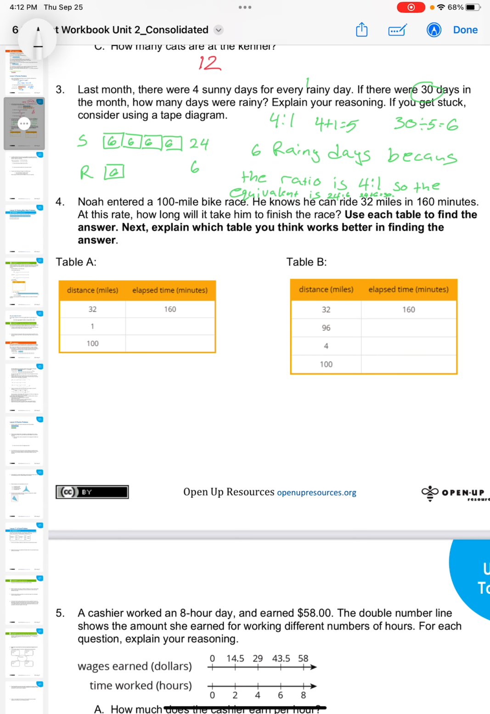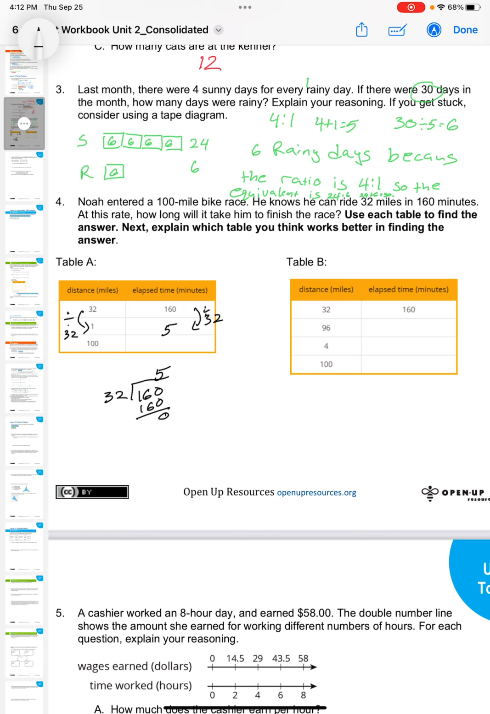And this was to get from 32 to 1, we divide by 32. So we divide by 32. Well, 160 divided by 32. 5 times 2 is 10. Carry 1. 5 times 3 is 15. Plus 1 is 16. And so that's 5.